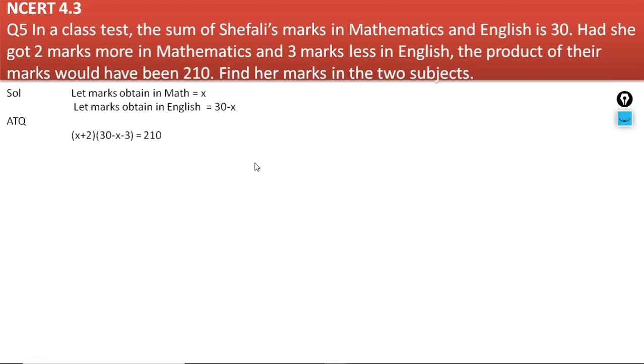So according to the question, had she got 2 marks more in maths, we're just going to add 2 more marks, x plus 2, and 3 marks less in English, 30 minus x minus 3, and the product of their marks would have been 210. So this product will give us 210. We'll simplify this. We get x plus 2 times 27 minus x is 210, and by further simplification we get 27x minus x square plus 54 minus 2x is 210. On further simplification we get minus x square plus 25x plus 54.